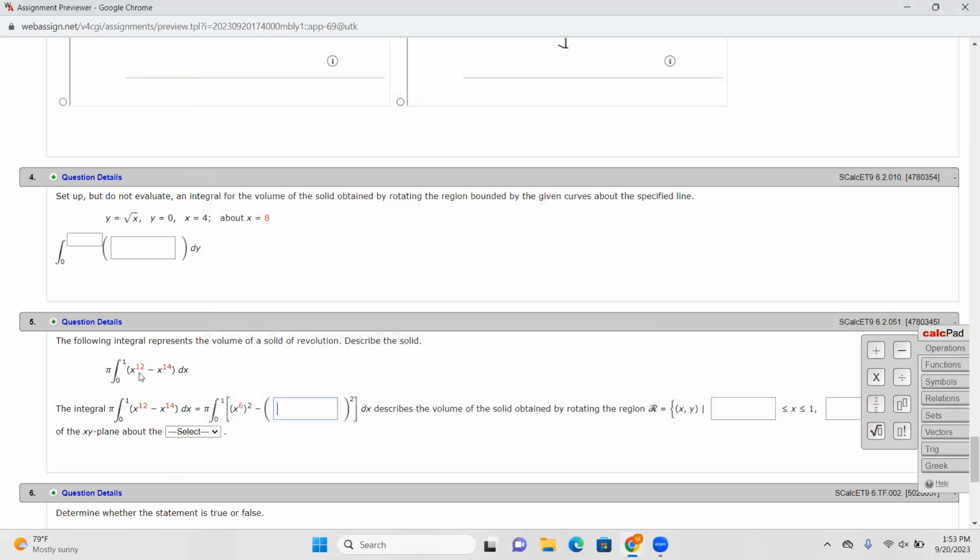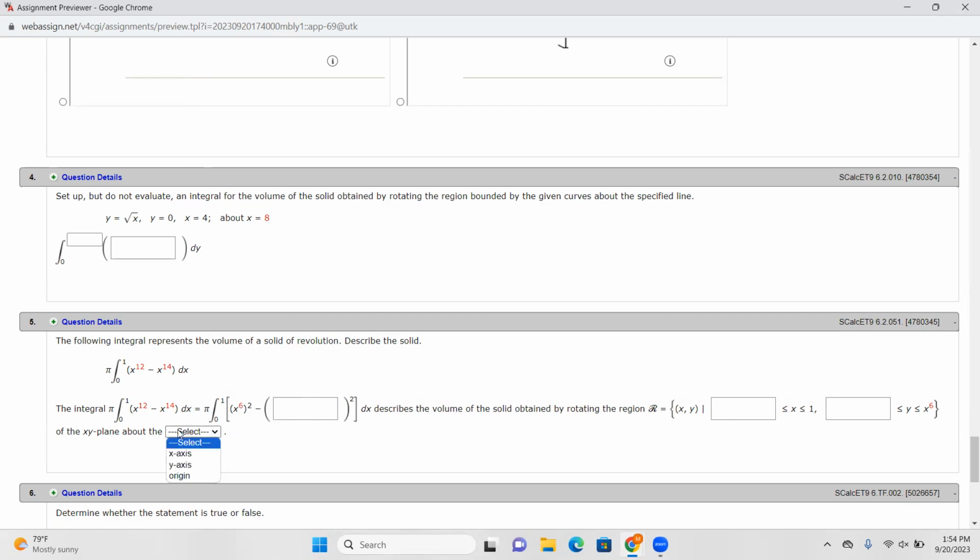The next one also looks like washers by virtue of the fact that we have our big R squared minus our little r squared. Here we factored out the pi. So the big R squared, well, that means big R is x to the 6th, and the little r squared would be x to the 7th. And so we're between 0 and 1 here. So this, using set builder notation, we're between 0 and 1 along the x-axis, because that's where our interval is located. And then our y's are going to be between x to the 7th and x to the 6th, because x to the 7th is this function here that's being squared to get x to the 14th.